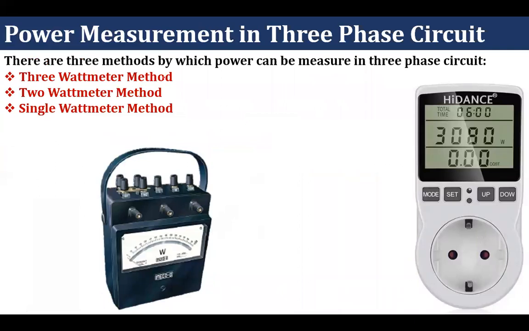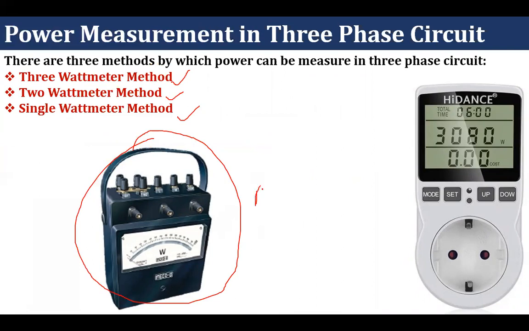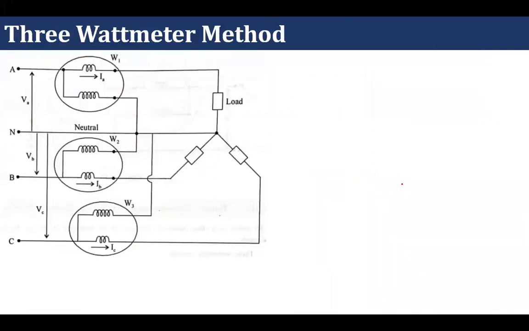In case of three-phase circuit, there are three methods by which we can measure the power: 3 wattmeter method, 2 wattmeter method, and single wattmeter method. This is a wattmeter, the analog type, and the second one is of digital type. In case of 3 wattmeter method, we are placing 3 wattmeters between line and neutral. The first wattmeter is placed in this manner, the second wattmeter is also placed in the same manner, and the third wattmeter is also placed in the same manner.